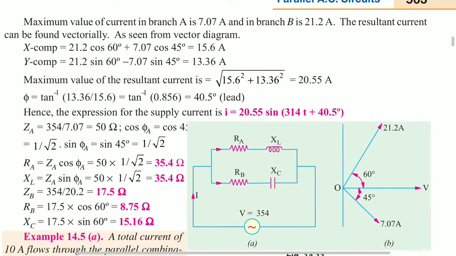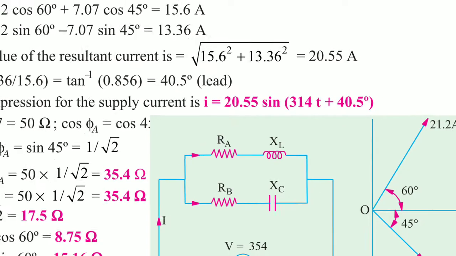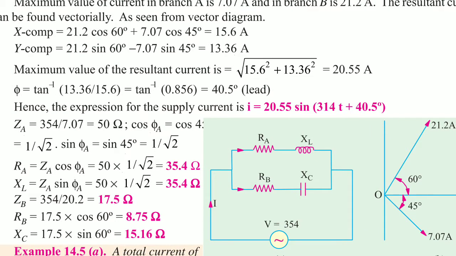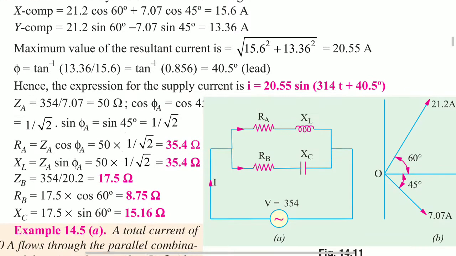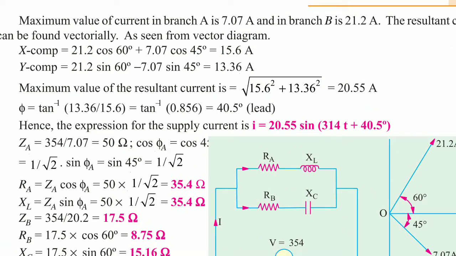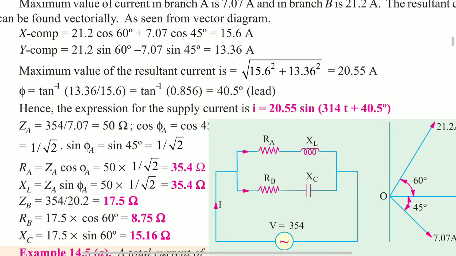So here the resultant current expression is I equal to 20.55 sin(314t + 40.5 degrees). Z_A is equal to voltage by current, that is 354 divided by 7.07, which is equal to 50 ohms. So cos phi_A is cos 45 degrees, which is 1 by root 2.